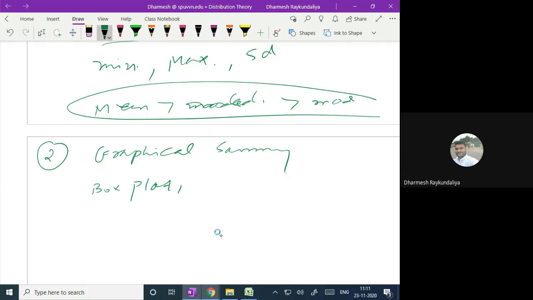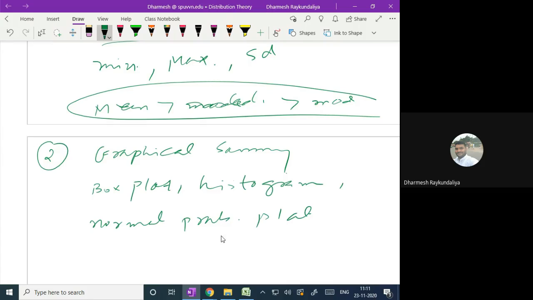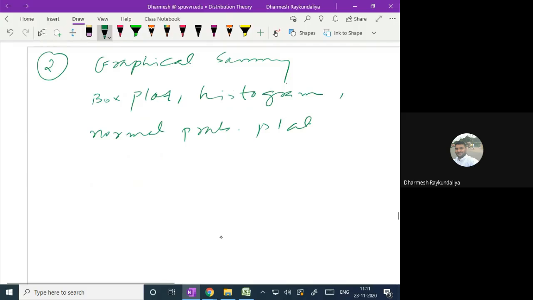Okay, so the data is continuous, so we can make either a box plot, a histogram, or a normal probability plot. These are all things you have studied at your BSc level. Based on that you take the decision. You must have studied the box plot something like that.